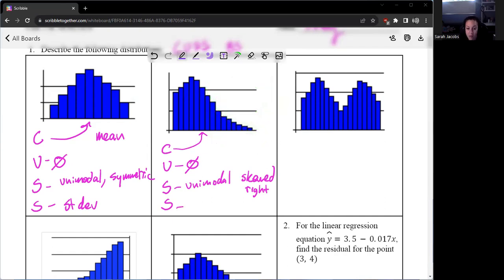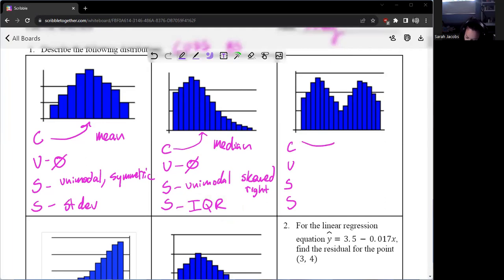And then for spread, because it's not symmetric, this is where IQR is likely going to give us a better picture of what the spread is. And in that case, we'd want to use median for the same reason. Remember, median and IQR are going to be resistant to extreme values.